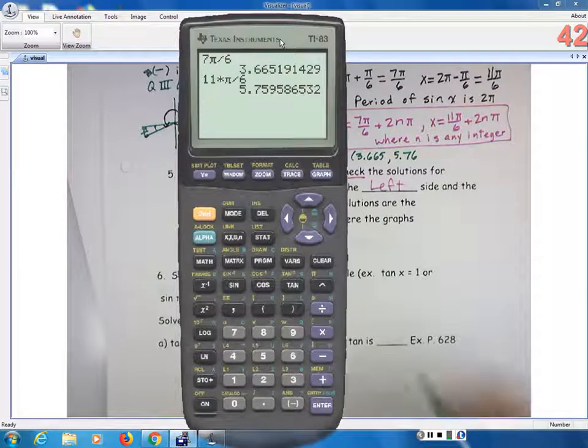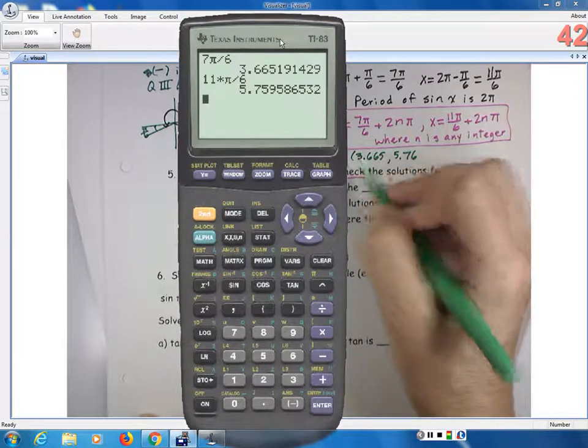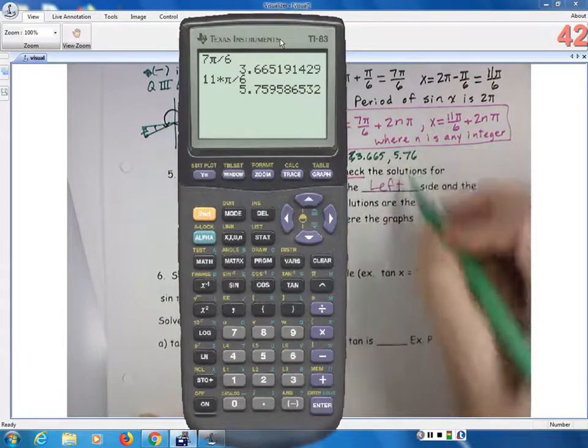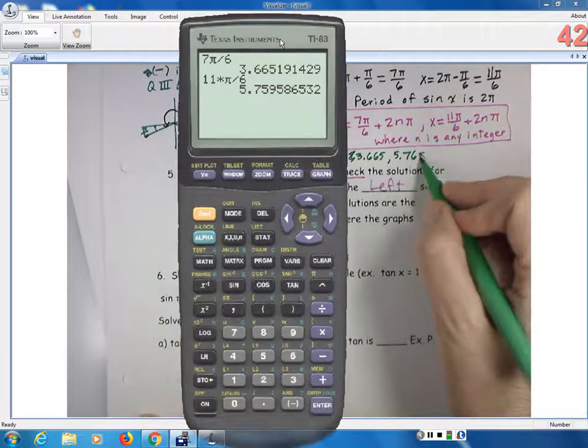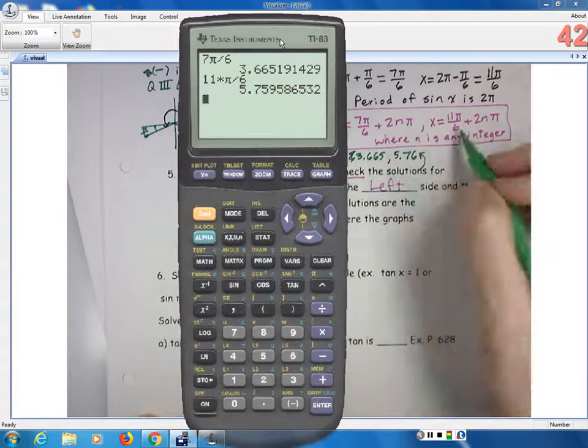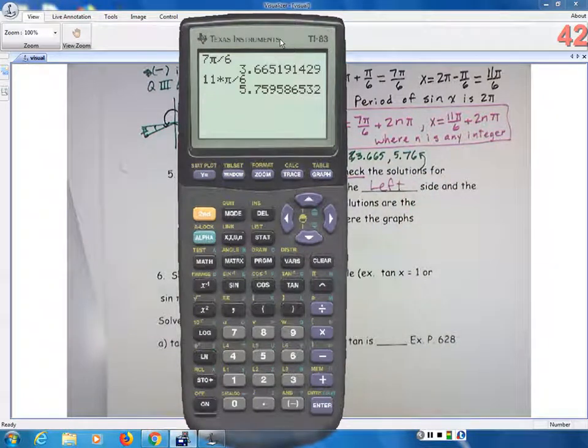Okay. Well, these were the solutions from the calculator. That's 7 pi over 6 and 11 pi over 6. If you just write those down on the next test, that's going to be worth no points. Unless I tell you to, even on the part you're allowed to use your calculator, you still have to show your work.